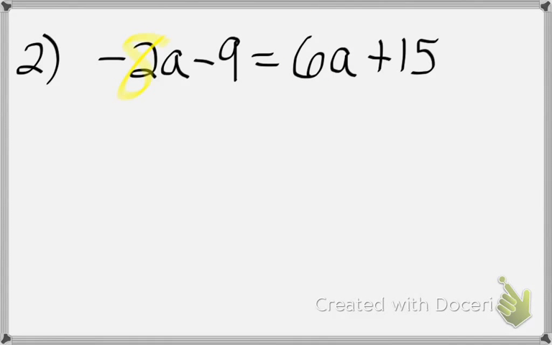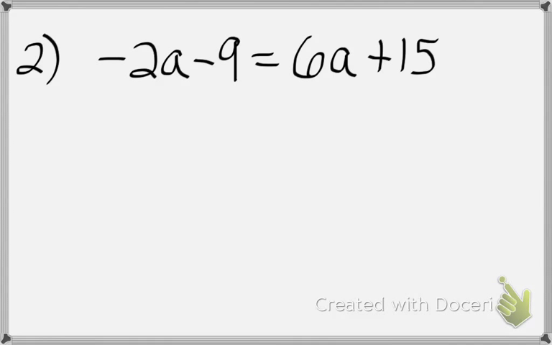So even if this was a negative 8 over here, negative 8a is still smaller than positive 6a, because it's further to the left on the number line. That would be the one we were moving. So if that was negative 8a, we would start by adding 8a to both sides. But since it's just negative 2a, we're going to deal with it that way. But I want you to know the fact that the 2 is smaller isn't why. It's the fact that it's negative 2.